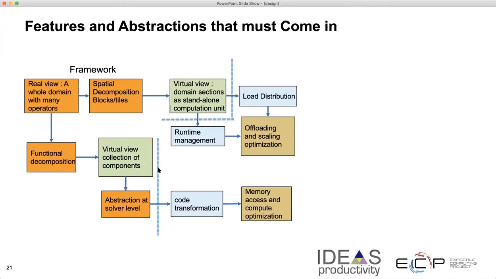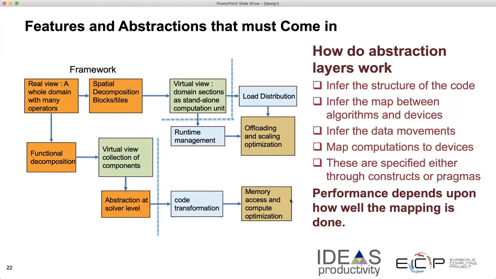Also, it is true that the data layouts that are optimal for different devices differ. And so if you want to have any kind of unified expression of your calculation, you need some kind of code transformation tools. Otherwise, you will have a combinatorial explosion of the number of versions of code that you may end up having to maintain. And so you need abstraction at the solver level that can then do the memory access and compute optimization.